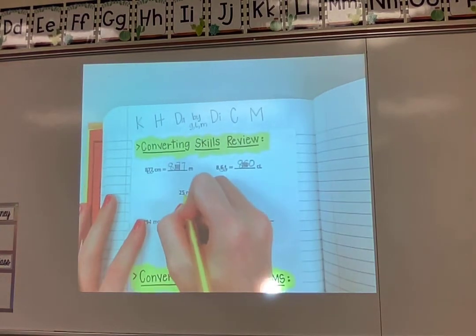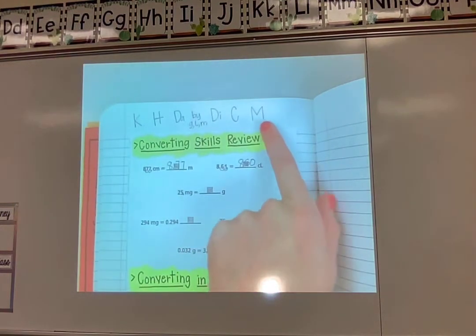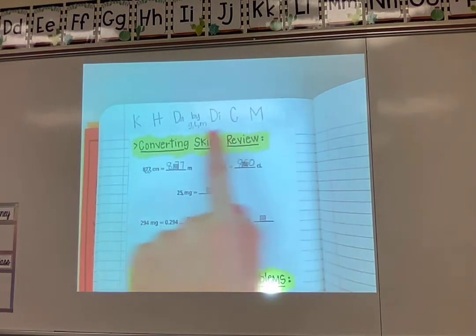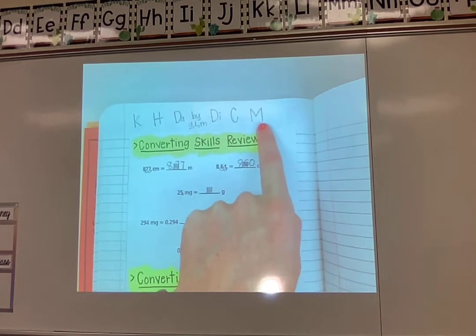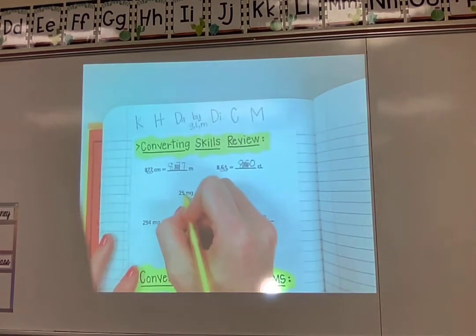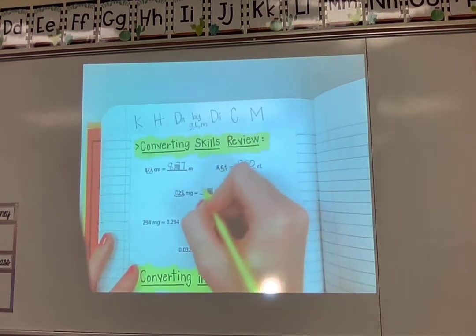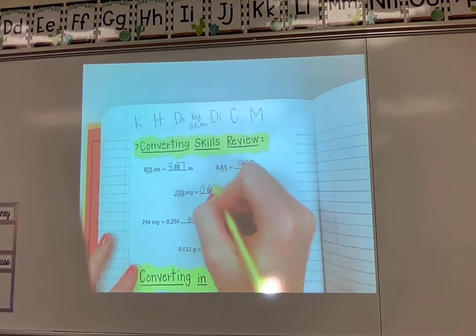25 does not have a decimal. Put it there as I read it. Starting at milligrams, and I'm going to grams, which is a base measurement. So milligrams, 1, 2, 3 hops in this direction. Same thing with my decimal, 3 hops in that direction. So that would be 0.025.